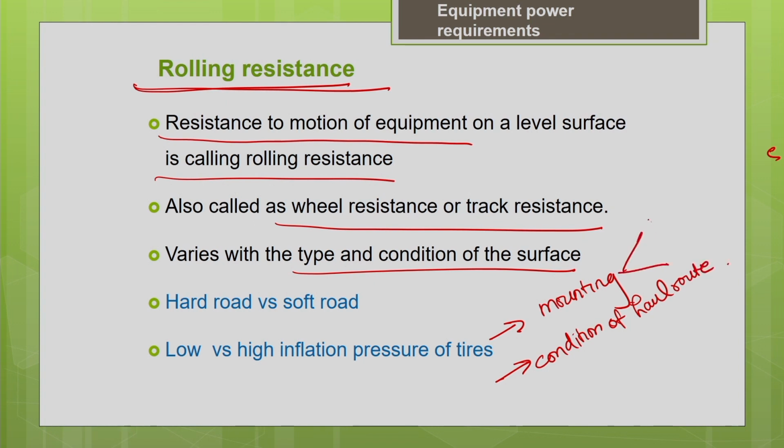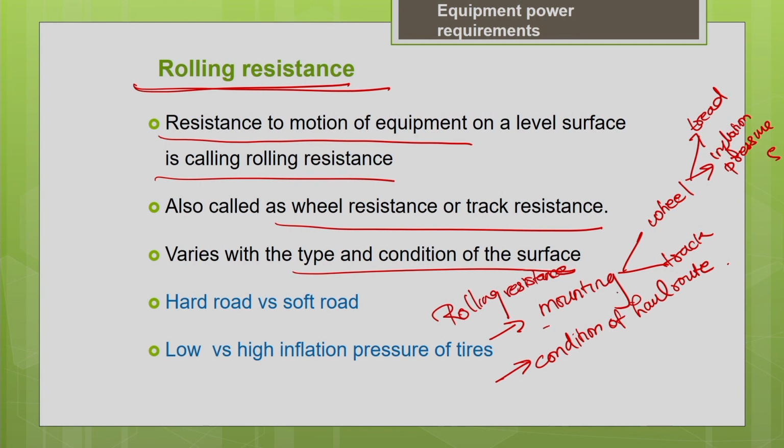Mounting, in the sense, can be either wheel mounted or track mounted. If it is wheel mounted, even the dimension of your tire, the tread dimension, and the inflation pressure of your tire are all going to affect your rolling resistance. Your rolling resistance is going to depend upon so many factors. One is your mounting. If it is a wheel mounting, it depends upon the dimension of your tread and the inflation pressure in your tire. Apart from that, it also depends upon the condition of the surface on which the wheel is moving.